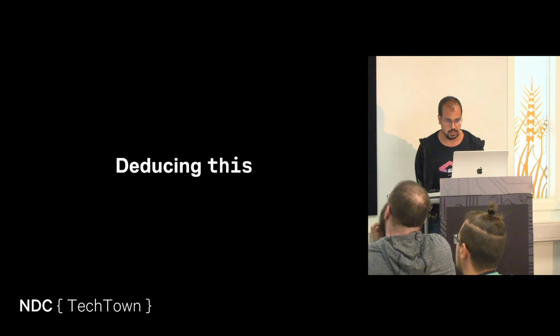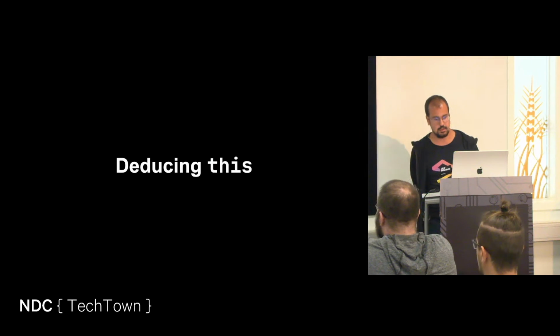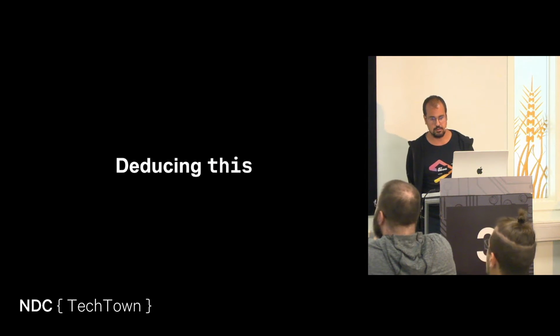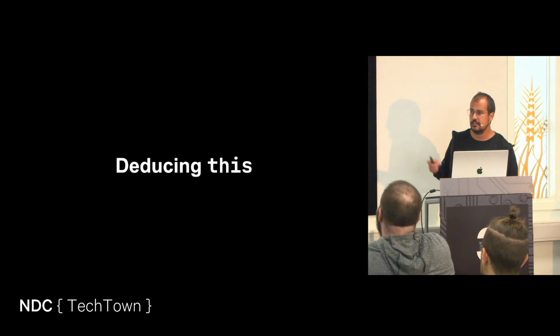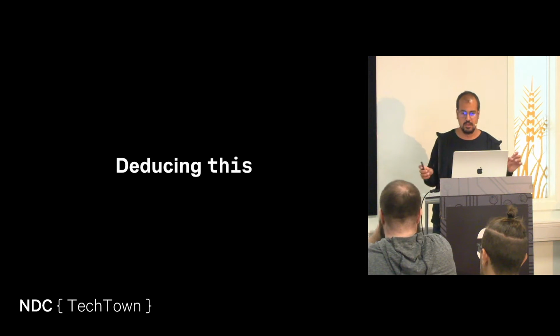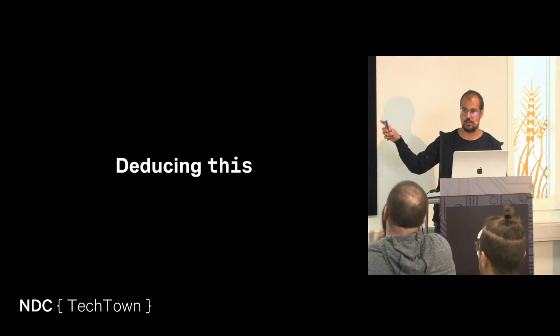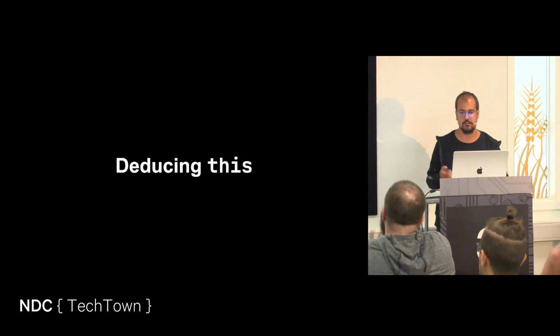Let's start with deducing this. Deducing this is by far the most significant core language feature in C++23. So it's not like modules, which changes the entire ecosystem. You can certainly write C++ without knowing about deducing this. But it's actually surprising how many consequences this feature has and how much benefit it gives you. So I think you should really be aware of this.